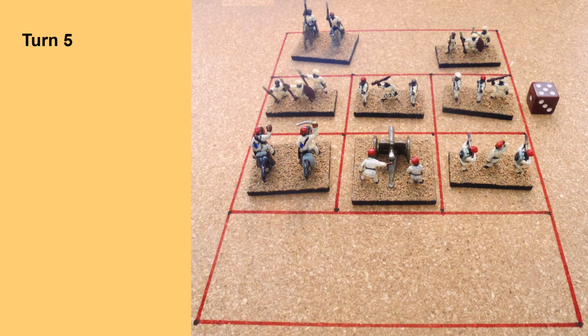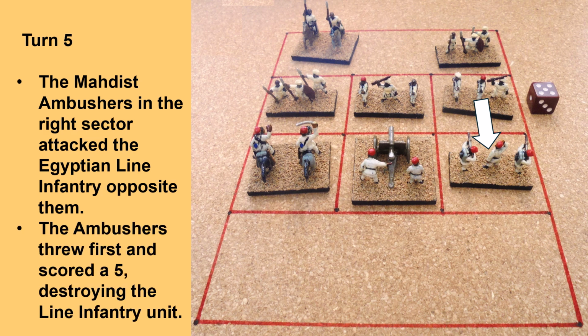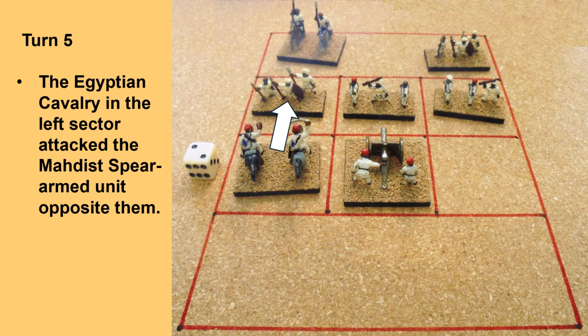In turn 5, the Mahdist ambushers in the right sector attacked the Egyptian line infantry opposite them, threw a 5 and destroyed them. Because they had no units left in reserve, the Egyptians were now down to 2 units in their front line.